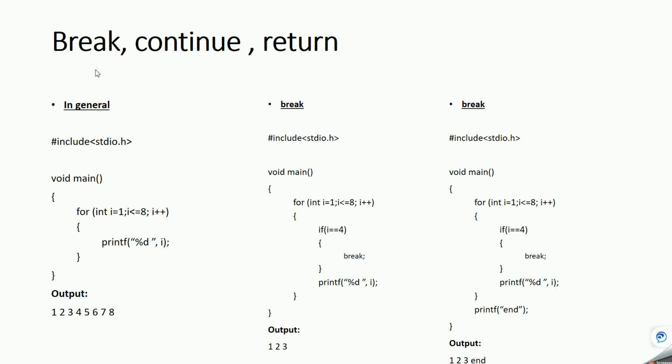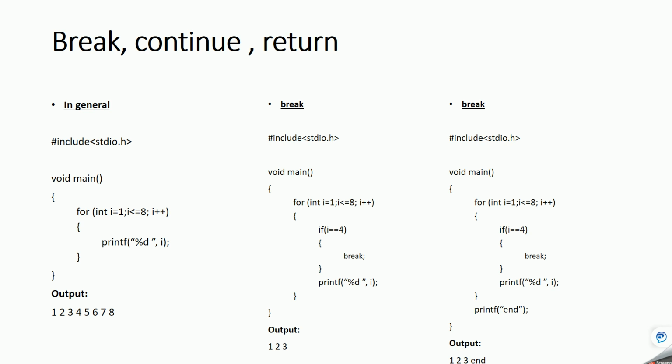In this video, we are going to see another C programming concept called loop control statements and control termination statements. So here we have break, continue and return statements. Break and continue are loop control statements and return is a control termination statement. So let's see each of them by taking some examples.